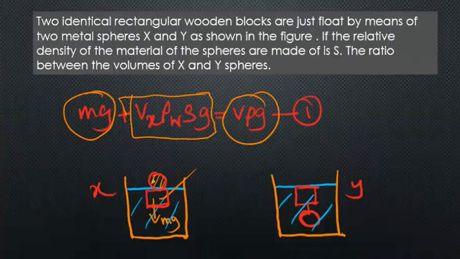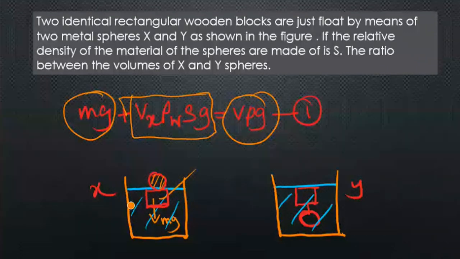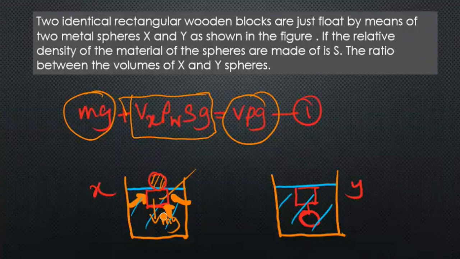The volume of the sphere is Vx and the density of the sphere is rho Ws. Because we are given the relative density S, multiplied by the density of water we get the density of the sphere, and that multiplied by volume gives the mass of the sphere, times g for the weight. That has to be equal to V rho g, the upthrust given by the block. Here you can see only the block is inside water, so upthrust acts only on the block. So only by the upthrust acting on the block does the entire system float.